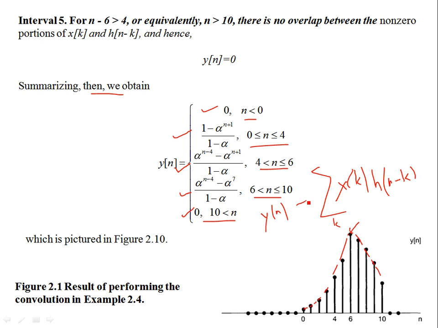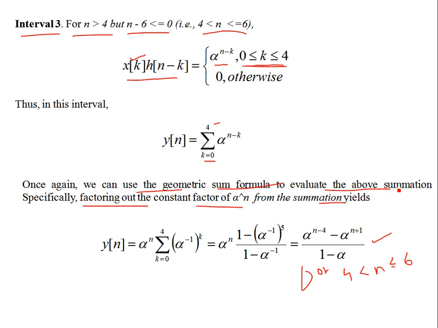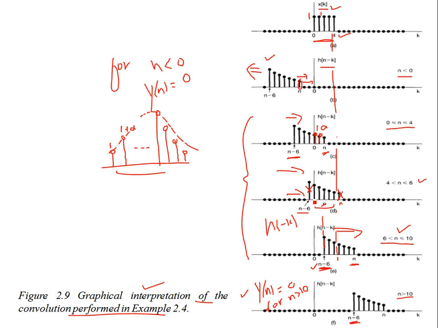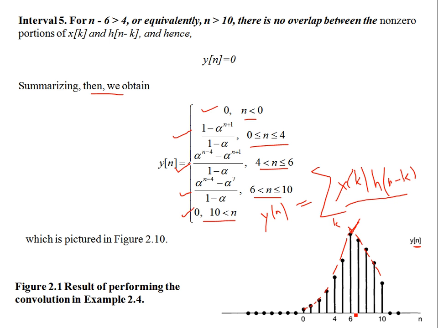And the highest sample shows where the maximum number of samples are overlapping. This is the sample in the output y of n where you have the maximum number of samples overlapping between x of k and h of n minus k. And then as h of n minus k is being slid, you see the number of samples are decreasing, and a point comes when n becomes greater than 10, that is 11, there is no overlapping, so it becomes 0. You can see the 11th sample is 0 over here. So for n greater than 10, your y of n becomes 0.